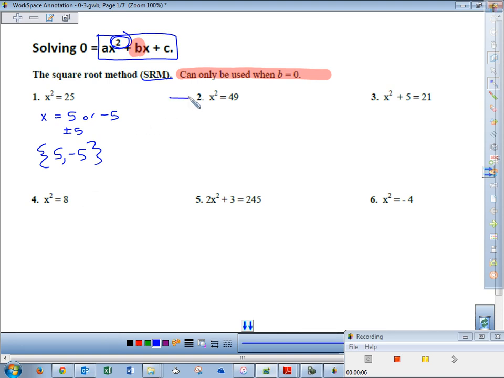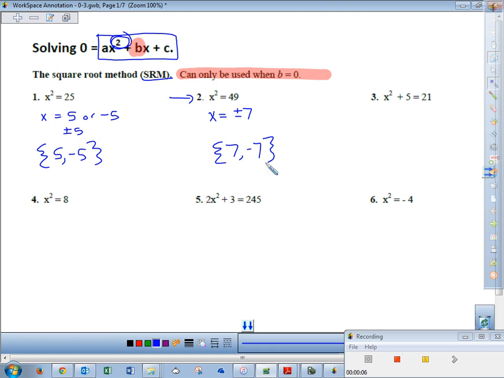Next one, why can we use the square root method? That's what you have to do. Talk yourself through it. Why can I use the square root method? No x to the first, only x squareds. Get x squared all by himself, is he? Number 2, right here. Yes or no? Yep, so square root both sides. Square root of 49 is plus or minus 7. Solution set, 7 or negative 7.